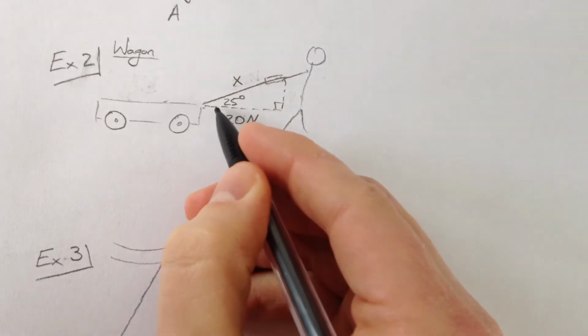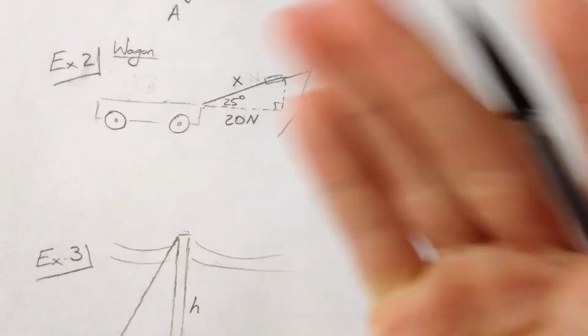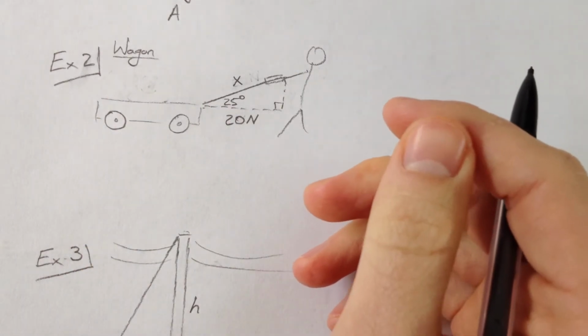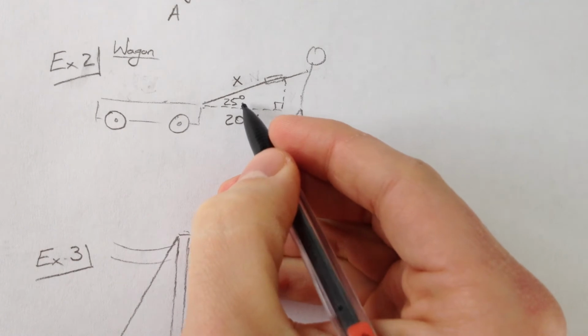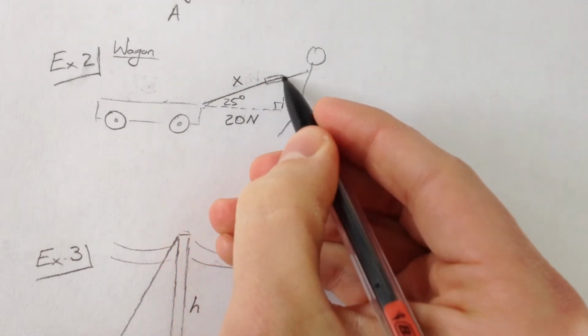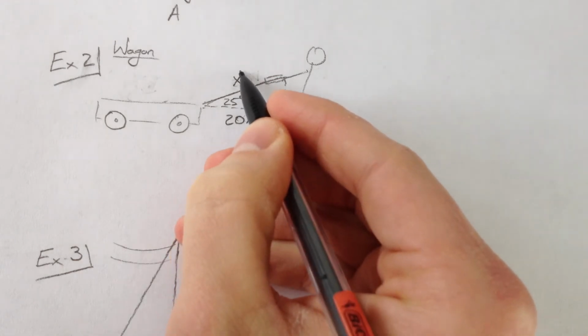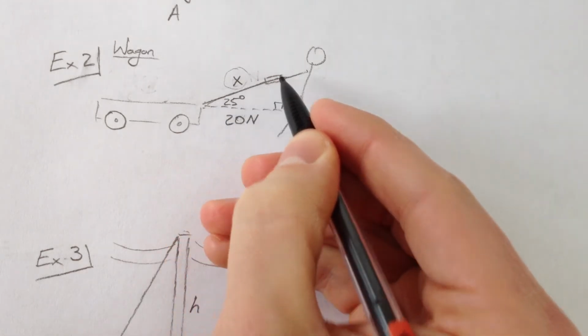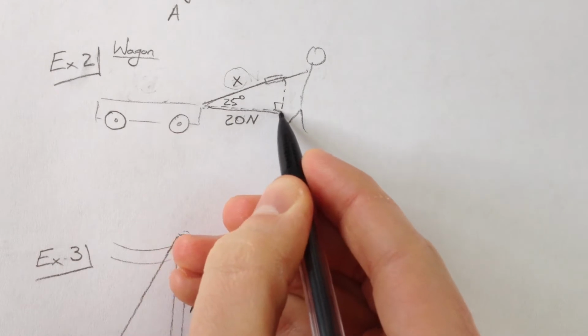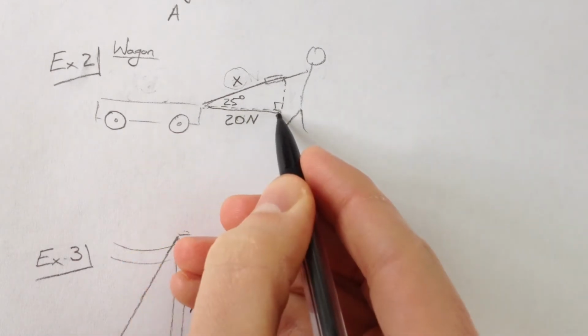Now we want to be pulling it at 20 newtons, which is a force unit, and you'll learn that as you get into physics. But the problem is we're going to pull at a slight angle because we're not going to bend down to pull it straight across. But we want to know at what force do we have to pull on the handle so that we get a forward motion of 20 newtons, forward force.